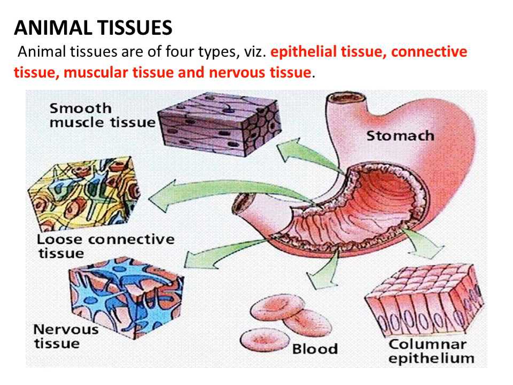Now when we talk about animal tissues, they are broadly categorized into four types on the basis of the functions which they perform. These categories are epithelial tissue, connective tissue, muscular tissue and nervous tissue. These are the four broad categories in which we have divided the animal tissues.